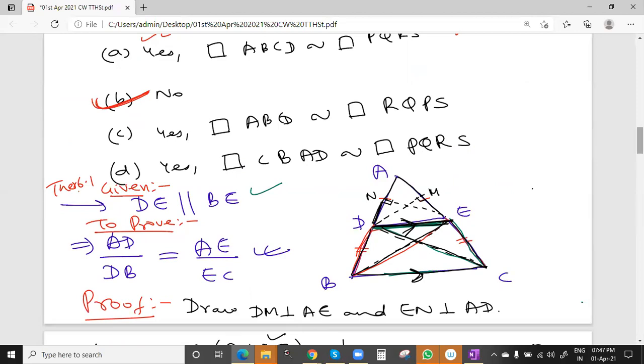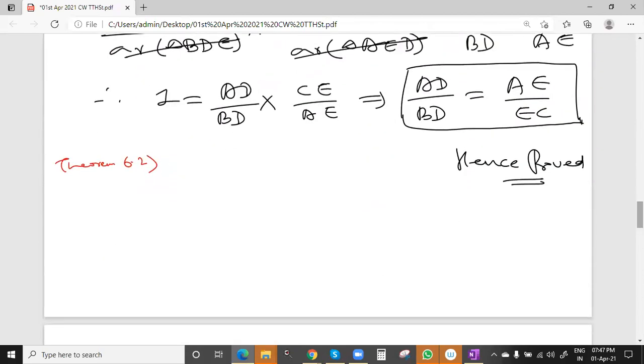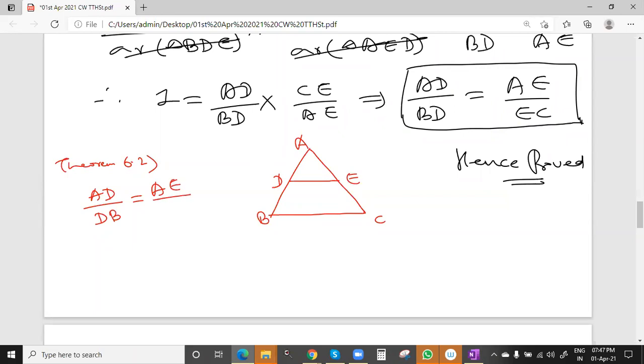Okay. So the reverse of this theorem says that if in a triangle ABC, with D and E points on the sides, it is already given AD by DB equal to AE by EC, then we can conclude that DE will be parallel to BC.